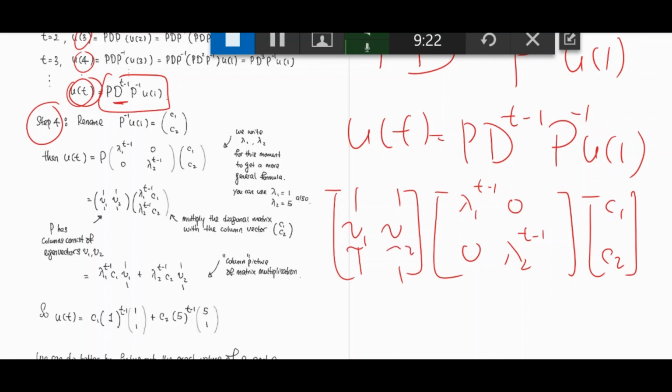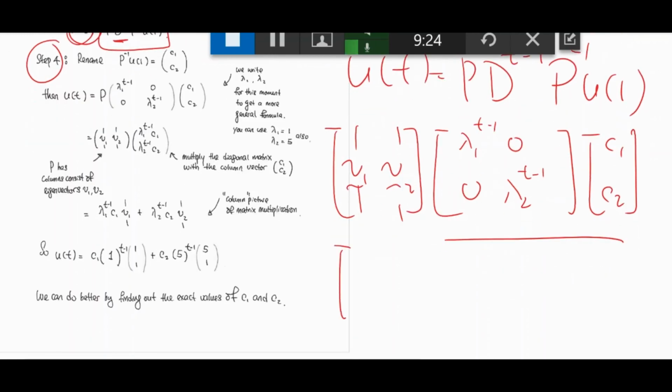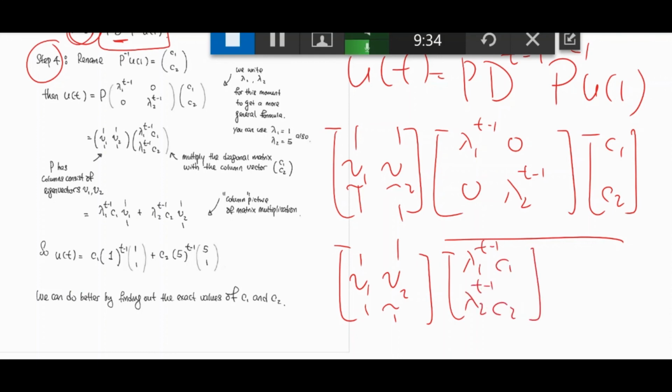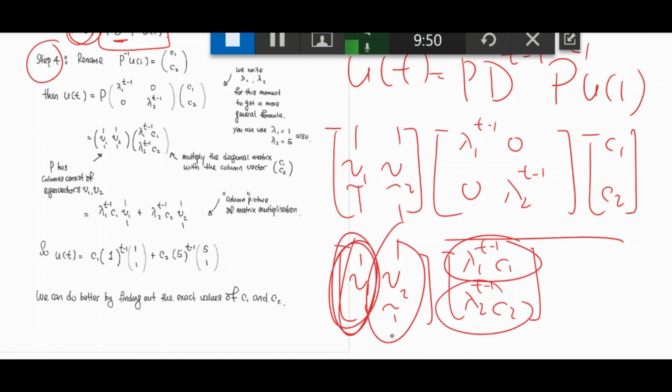And if you multiply this part right here, you will get v1, v2, and you will get a column vector that's lambda 1^t minus 1 c1, lambda 2^t minus 1 c2. And again, when you multiply matrices like that, you can use the perspective that this matrix multiplication can be written as a linear combination of the column vectors. So you take this, multiply this column vector, plus this, multiply this column vector, and that's what happens if you multiply these two matrices together, okay?